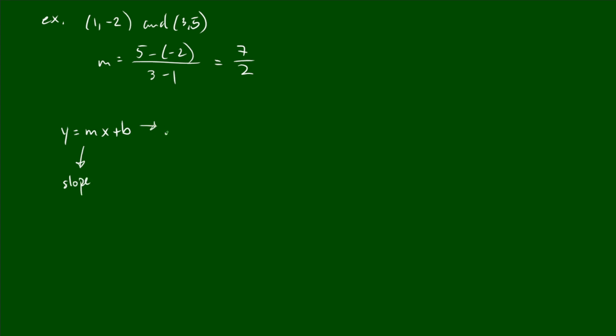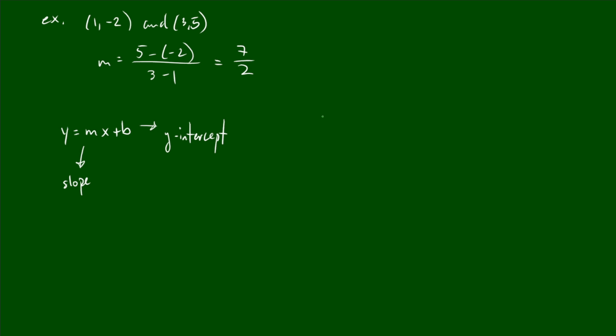This is the y-intercept. What is the y-intercept? Well, that is where the line crosses the y-axis. And whenever you are at the y-axis, the x-coordinate is always going to equal 0. So whenever x equals 0, that is your y-intercept.